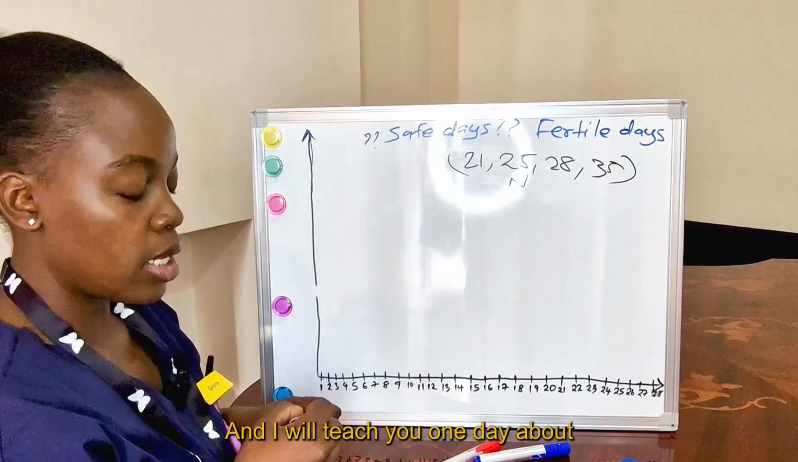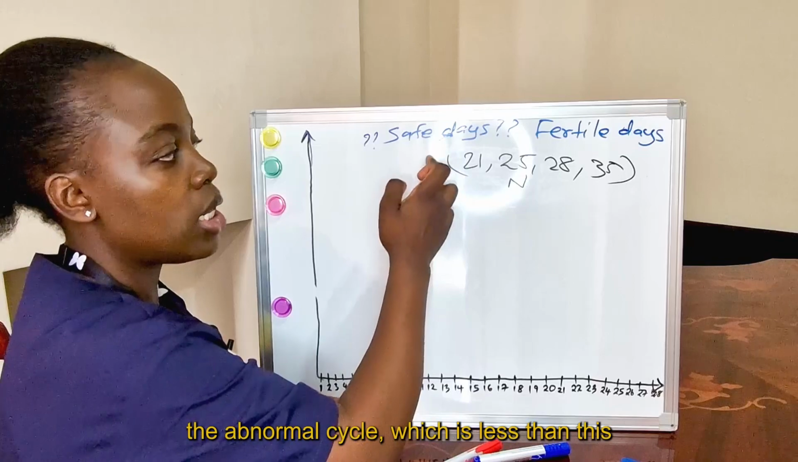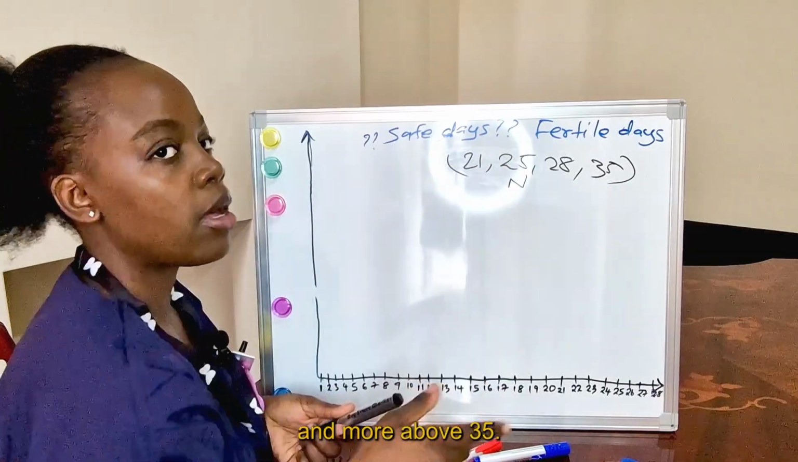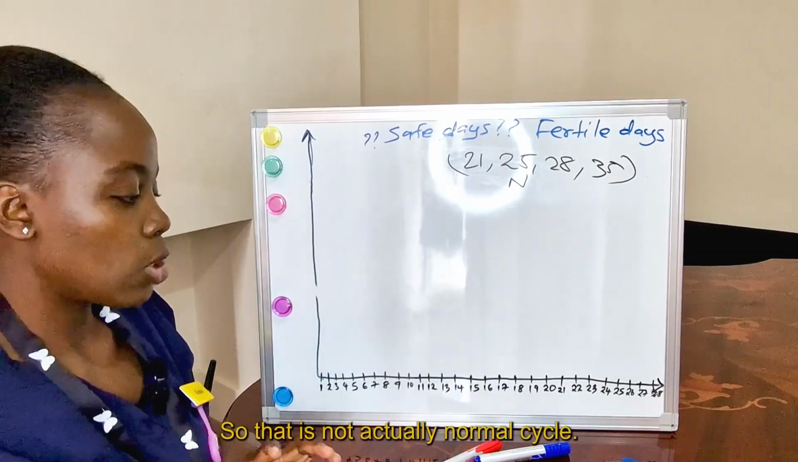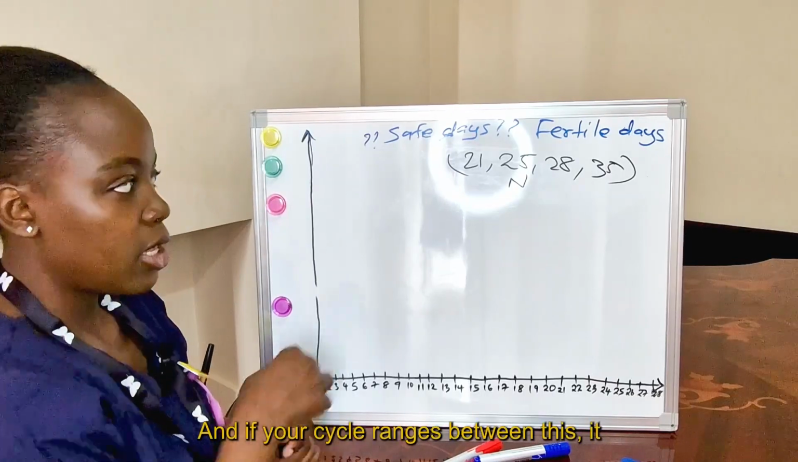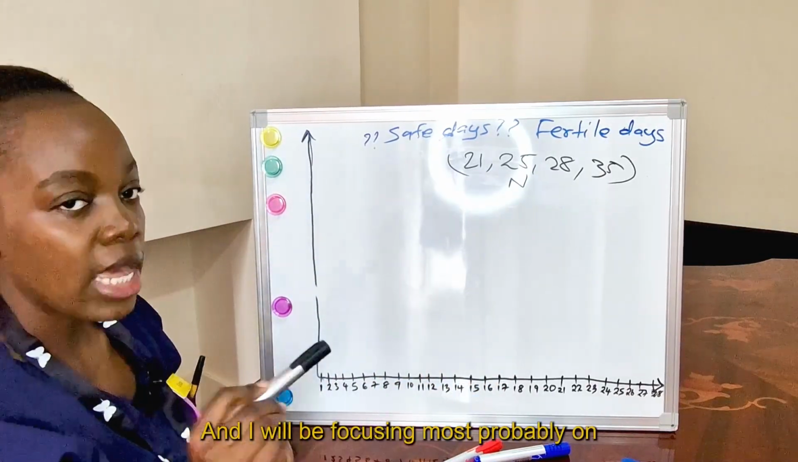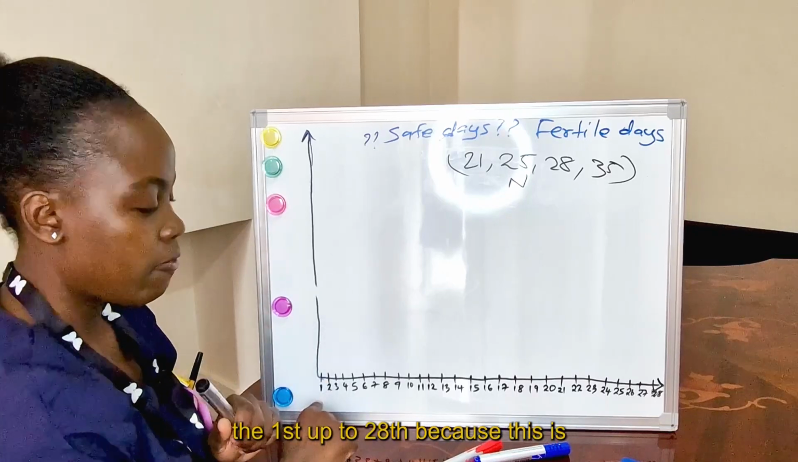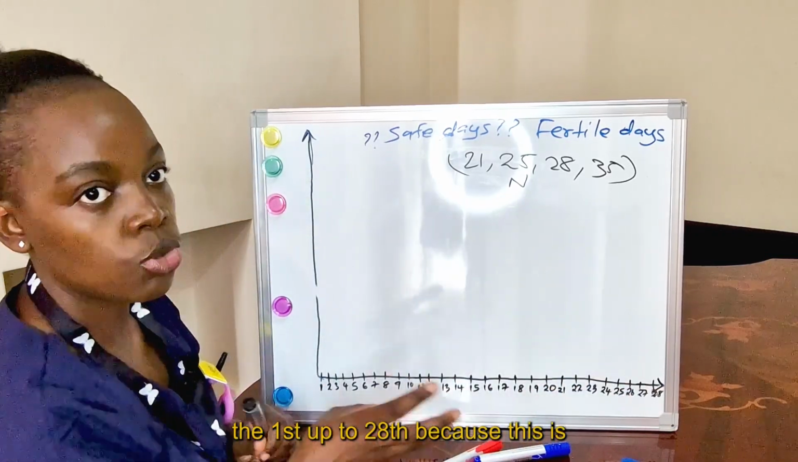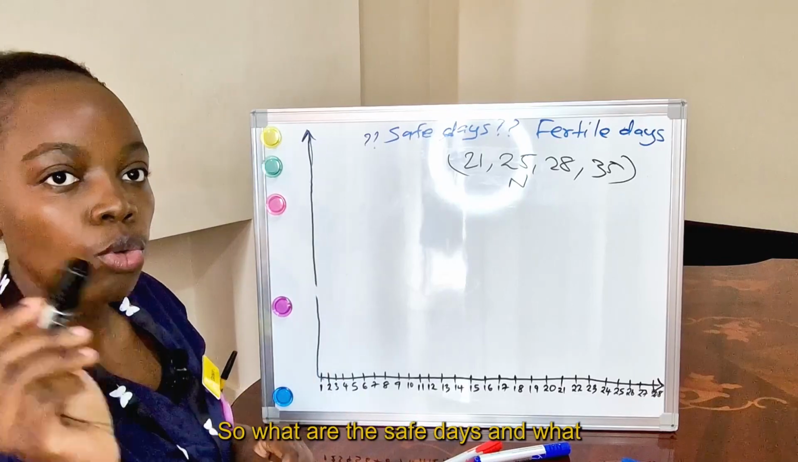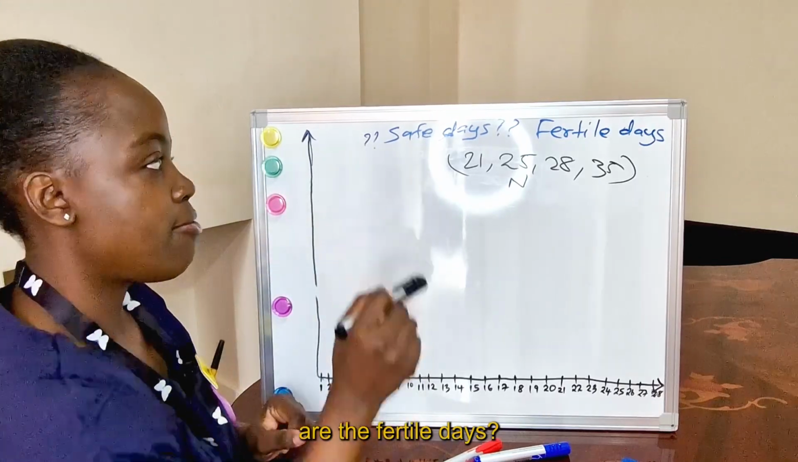And I will teach you one day about the abnormal cycle, which is less than this and above 35. That is not a normal cycle. If your cycle ranges between these, it means that you have a normal cycle. I will be focusing on the 1st up to 28 because this is where most people lie. So what are the safe days and what are the fertile days?